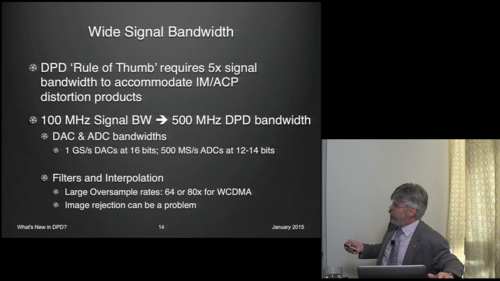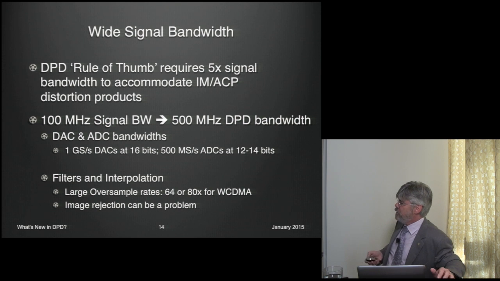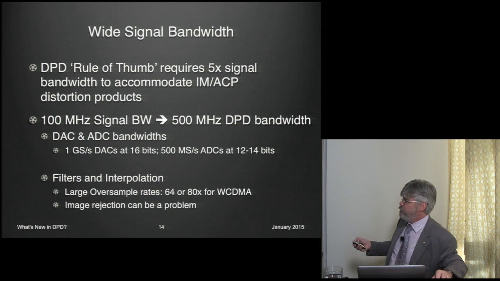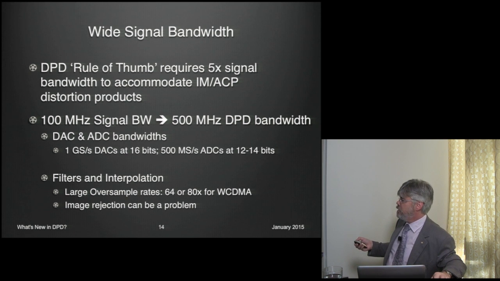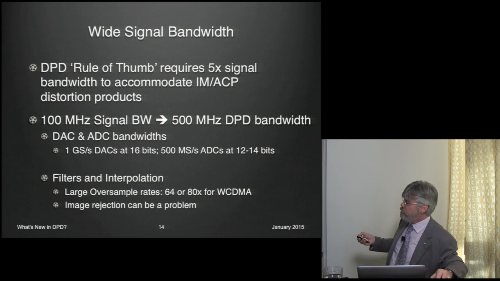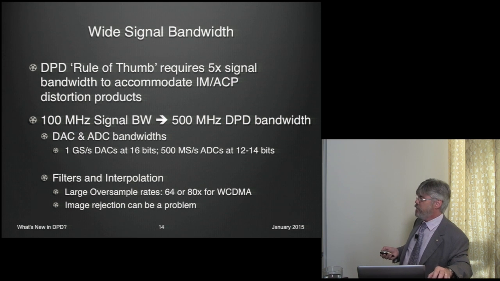From the point of view of things like the data converters, when I started this presentation, the state of the art in the D2As on the transmit path was maybe a gigasample per second at 16 bits, and that's pretty much state of the art, what people would do. The ADCs for the DPD receiver were probably around 500 megasamples a second. Maybe that's actually pushing it, and maybe 12 bits.